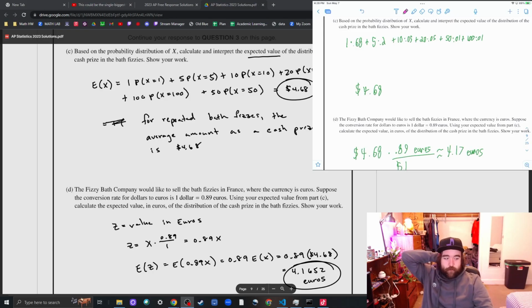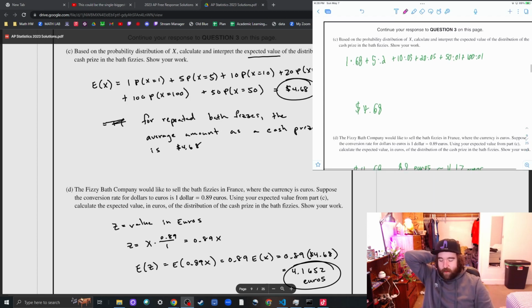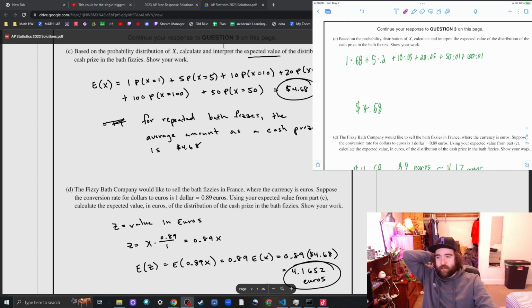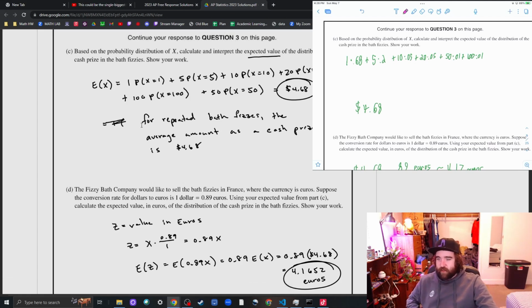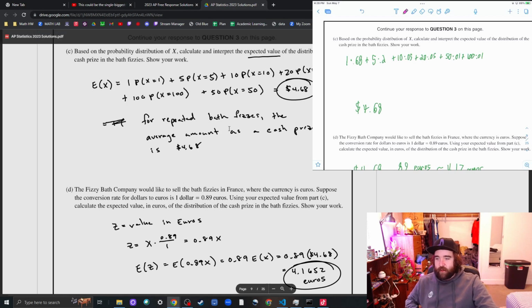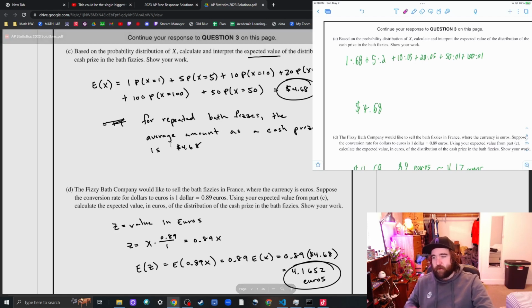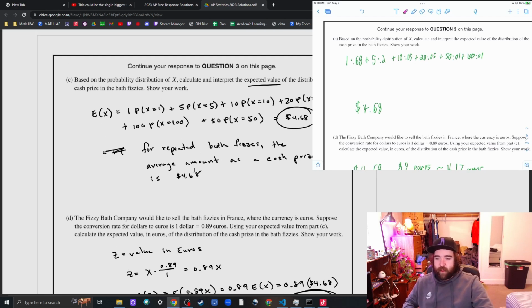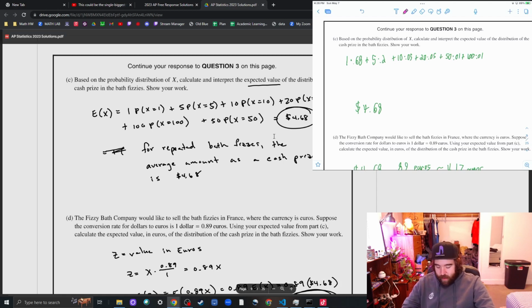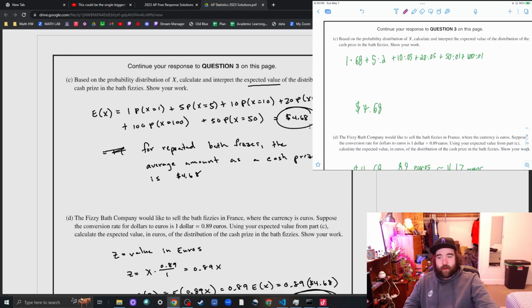So here is the first mistake that I found that is definitely a mistake. It's more of a just forgotten though. I didn't realize that they asked us to interpret the expected value. But that makes sense. And so I won't rewrite it for myself. I'll just read what he said. For repeated bath fizzes, the average amount as a cash prize is 4.68. Yeah, you could just say the average amount of the cash prize is 4.68. Yeah, I agree with what he said. So I just didn't read the question enough. I was trying to rush. I don't know.